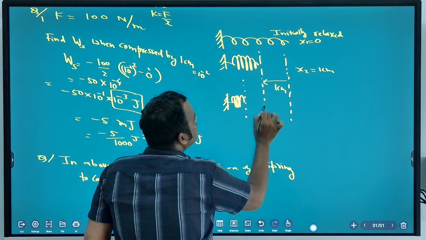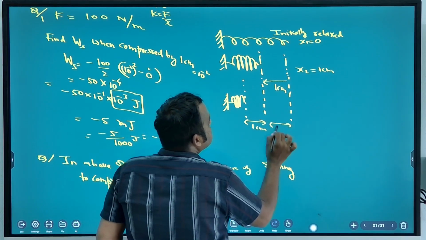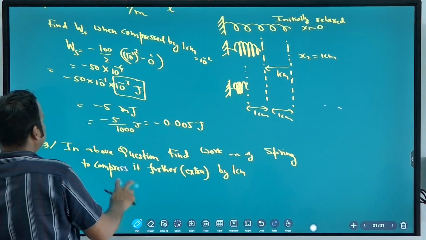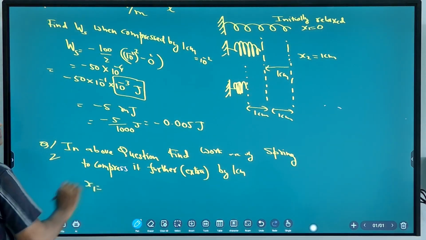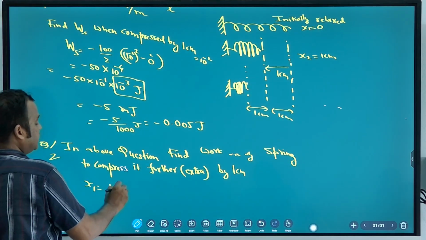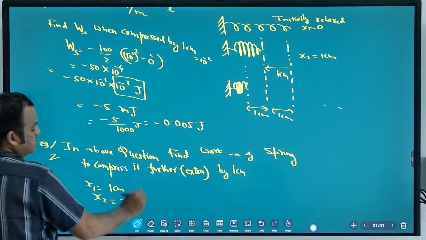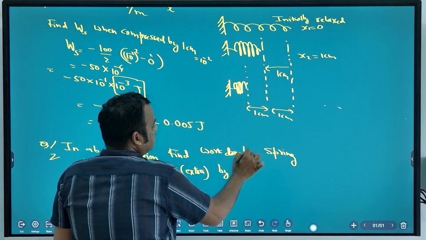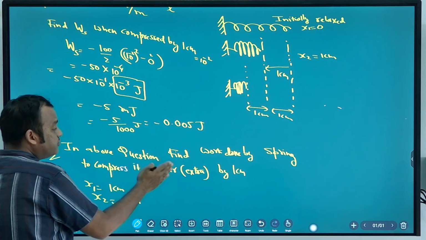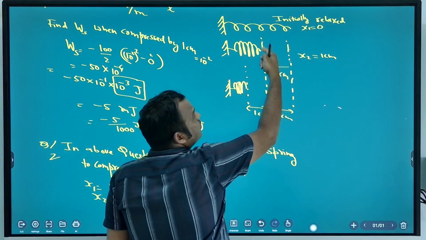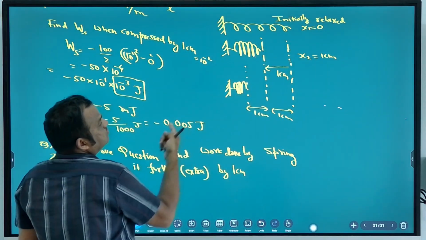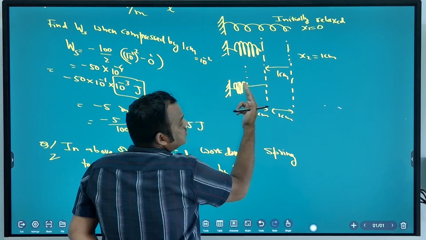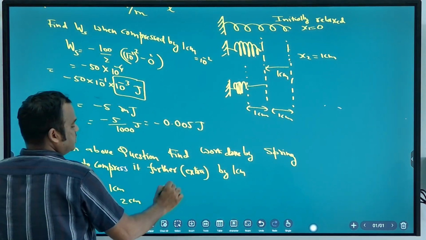So this is 1 centimeter, this is 1 centimeter. So what is the total compression? 2 centimeter. So for question number 2, what is x1? 1 centimeter. What is x2? 2 centimeter. Okay. Find work done by spring to compress it further, extra. Here to here you have already calculated, but here to here. Okay, now calculate. So what is the answer? Tell me. Minus k by 2.